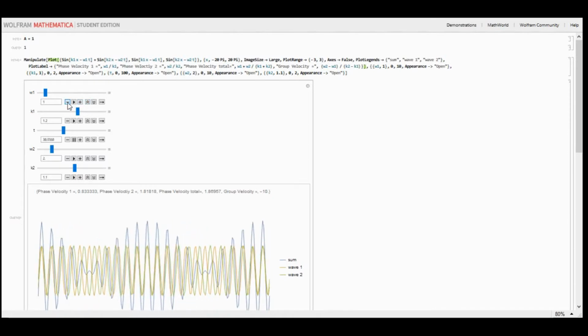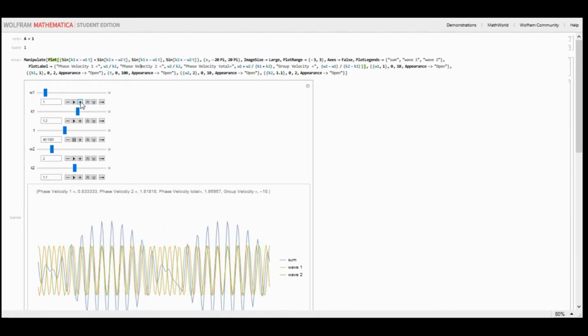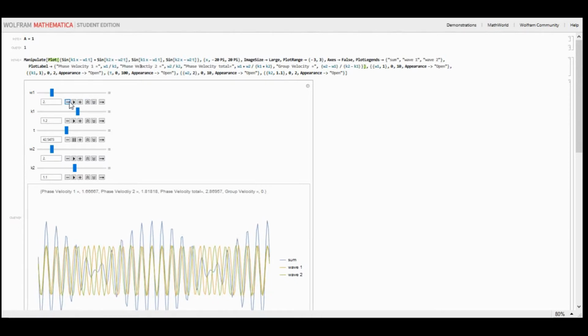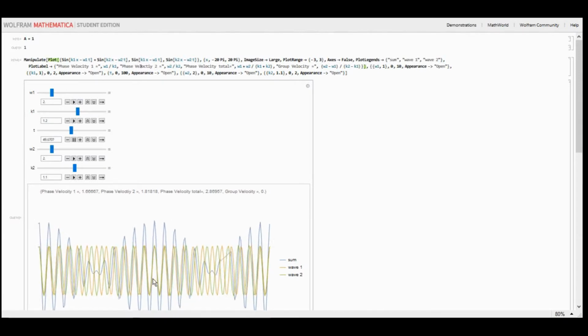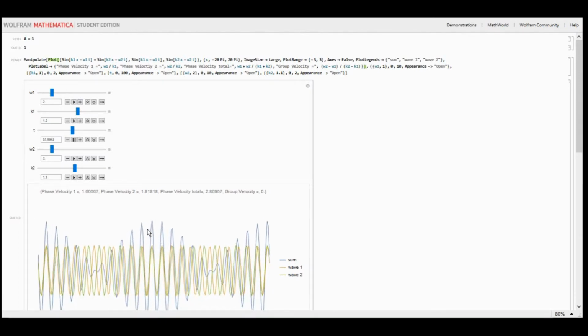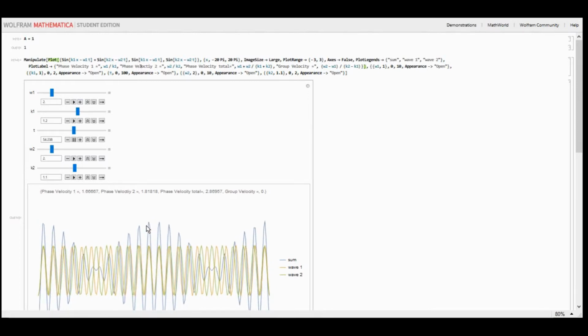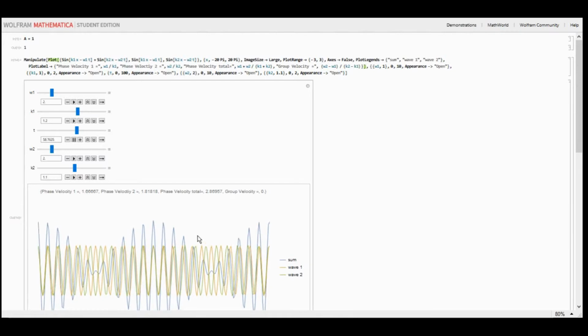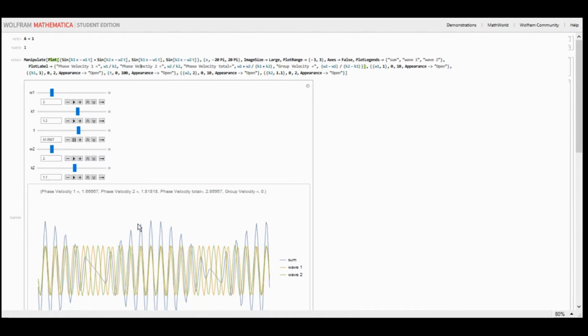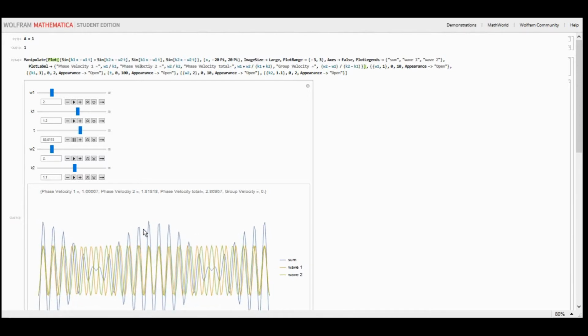And we can pretty much freeze our group and make a sort of standing wave by setting the frequencies equal to each other. So now we have a group velocity of 0, but you see these individual peaks inside the sum wave are still traveling forward, but the envelope is staying stationary.